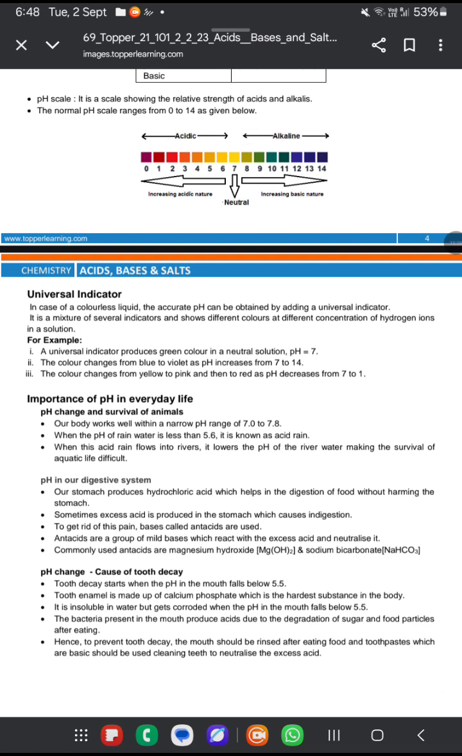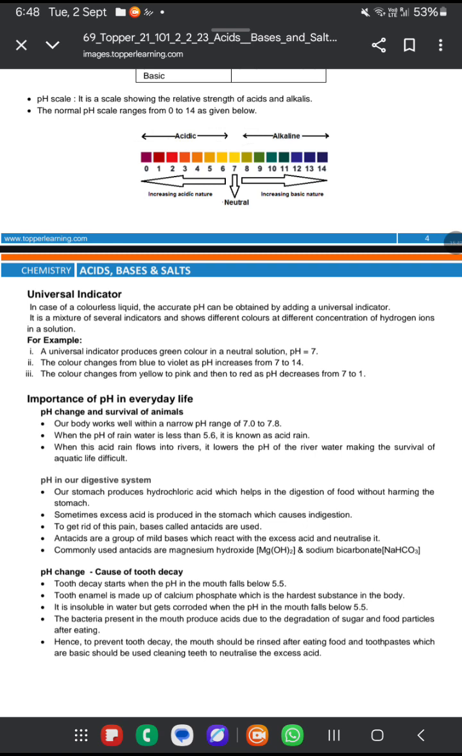pH change as the cause of tooth decay. Tooth decay starts when the pH of the mouth falls below 5.5. Tooth enamel is made up of calcium phosphate, which is the hardest substance in the body. It is insoluble in water but gets corroded when the pH in the mouth falls below 5.5.